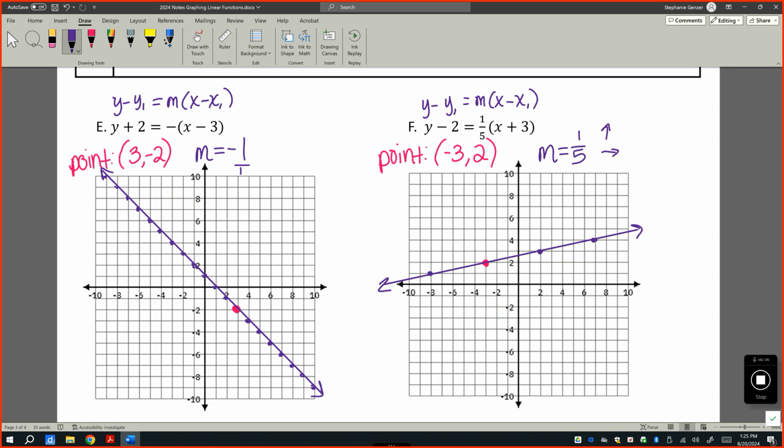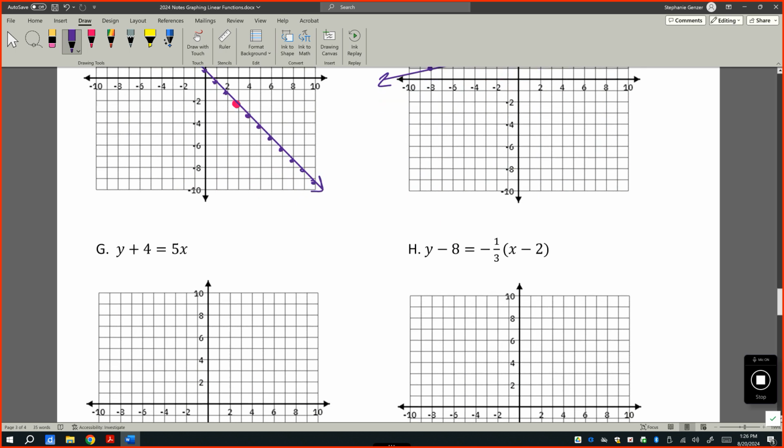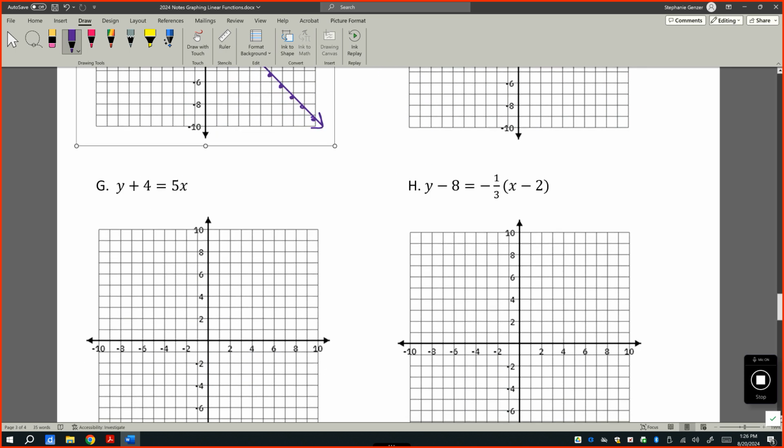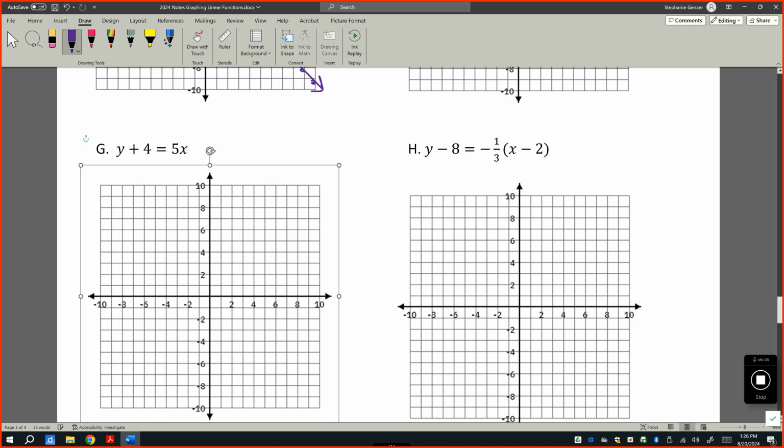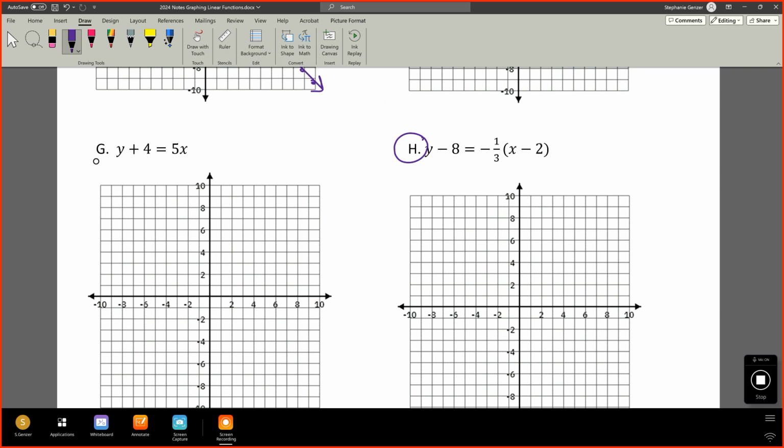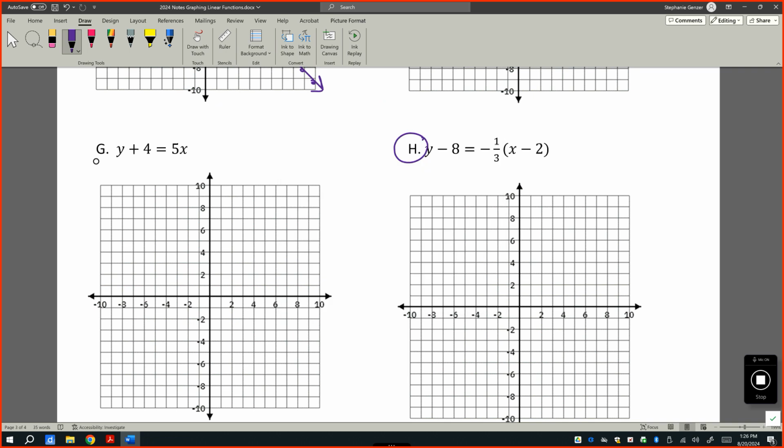Okay. Before I have you try a couple on your own to see how you get it, do you have any questions for me? Okay. You may, as you try these on your own. Oh, actually, skip G for the time being. I want you to try H, okay? I'm gonna give you another minute to figure out the point and the slope and make that graph. And if you finish early, you can try G, but I was gonna do that one with you. H, yeah, that one. So skip over G for the time being.